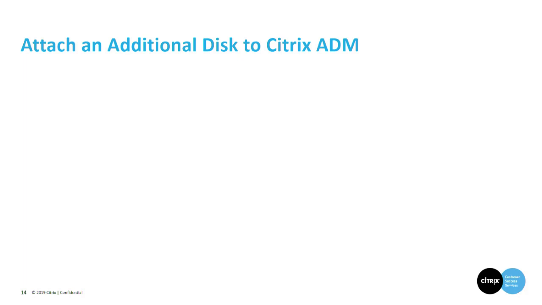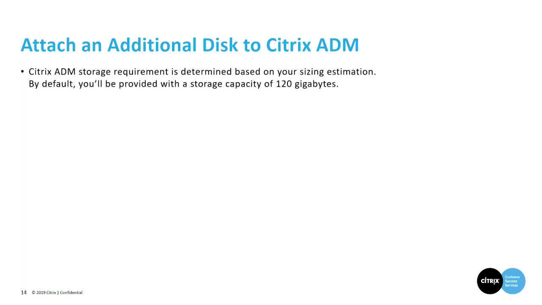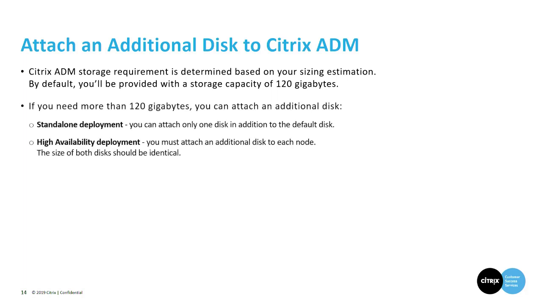With the Citrix ADM product, by default, it has 120 gigs of space. Depending on the size of your infrastructure, it may be necessary to bump that up. For a single server deployment, you can add one disk. For HA, you're going to need to add a disk for each node in the pair to obviously have a reciprocal node for functionality.